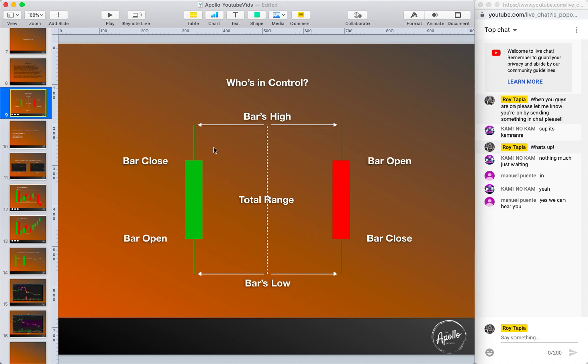Azim asked me if I could record this for him. So let me know if you guys want me to go over what a candlestick or a bar is. You guys understand who's in control, right? A green bar shows buyers in control. Simply put, red bars are sellers in control. Correct? Okay, perfect.